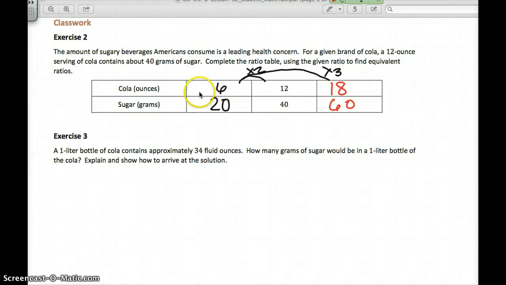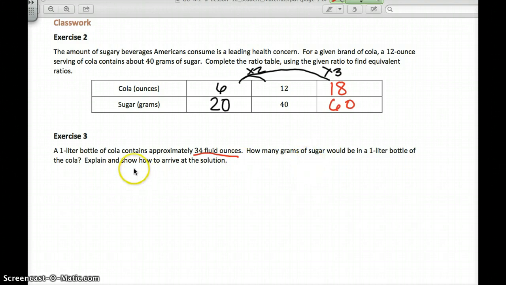Now, is this the smallest this ratio will go, 6 to 20? No, it is not, but we're going to leave it like this, so this will help us when we're trying to do this question down here. This isn't the most reduced ratio we have, but we're going to leave it in this form. All right, so let's look at exercise 3. It says a liter of cola contains approximately 34 fluid ounces. How many grams of sugar would be in a 1 liter bottle of the cola?